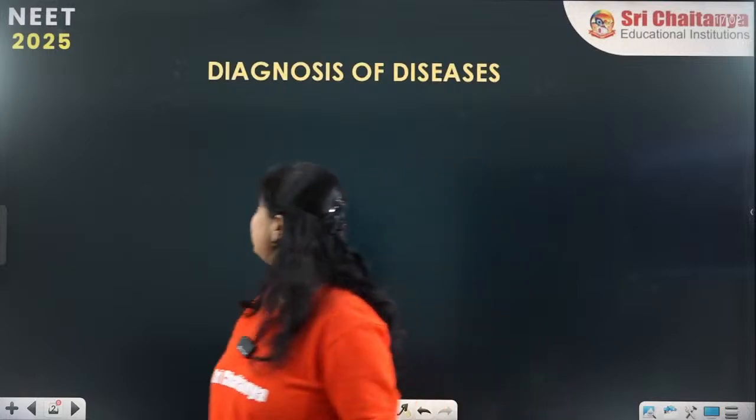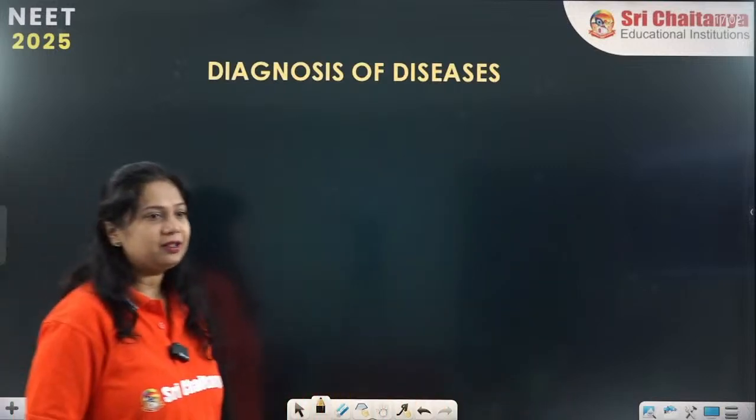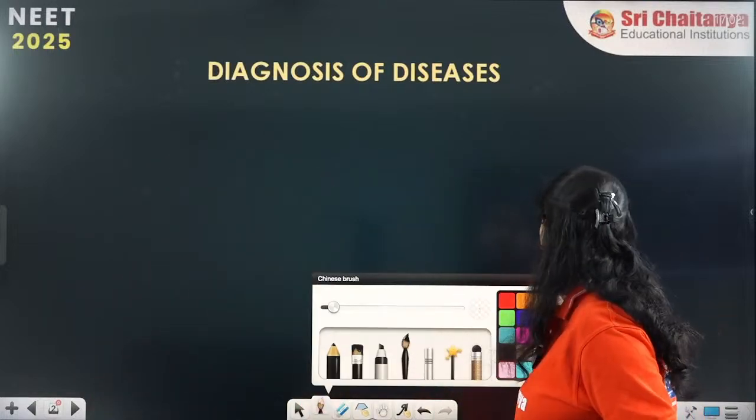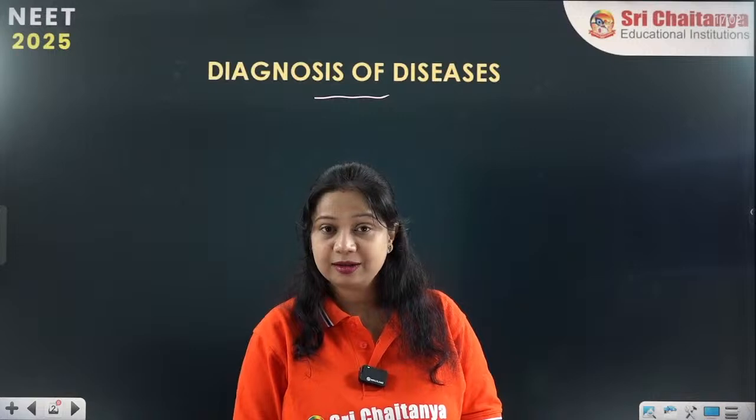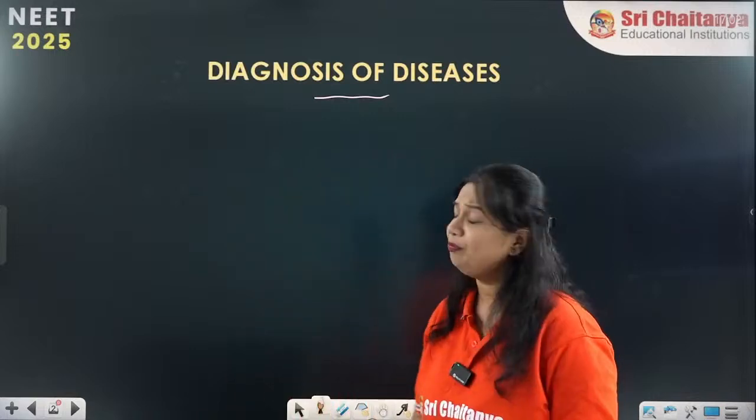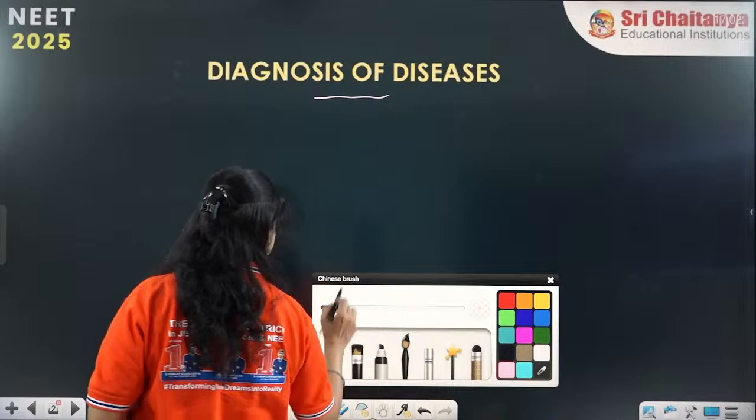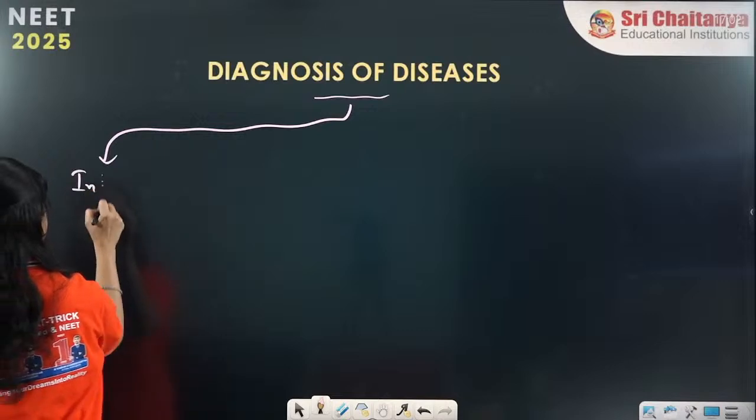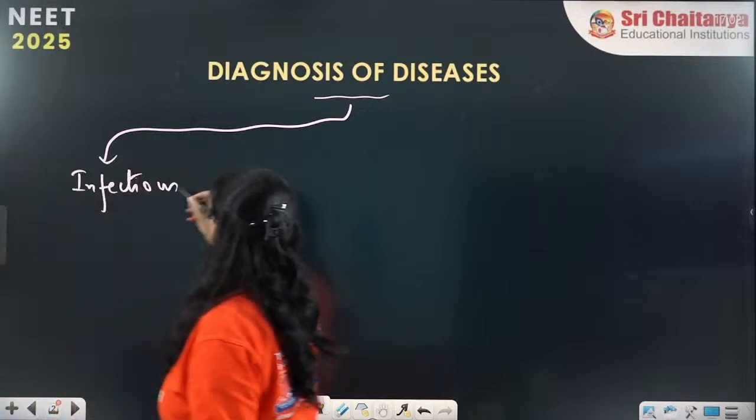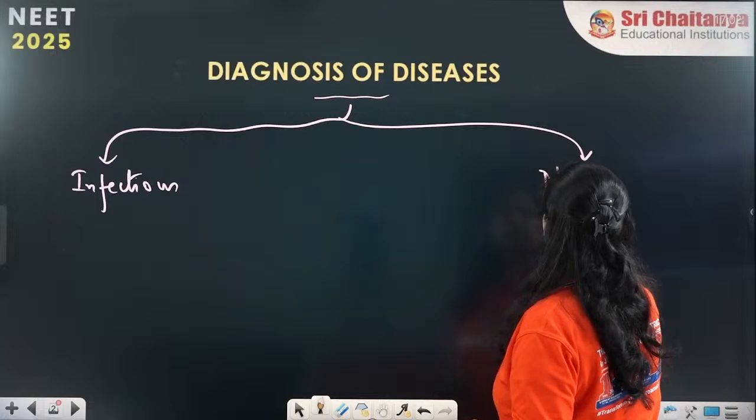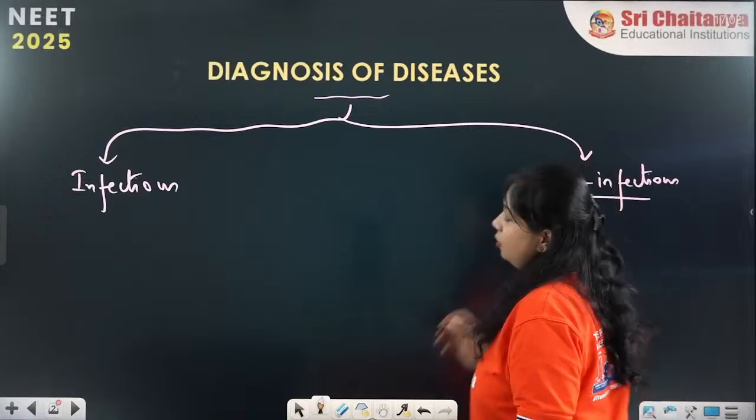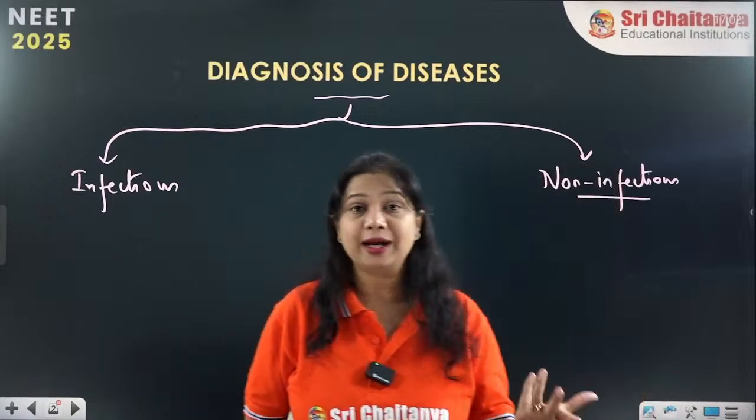Okay, so first, the diagnostic methods. What are diagnostic methods? The various types of diagnostic methods involve different types of samples we could collect and different types of tests we could do. Now what are these exactly? Infectious diseases can be diagnosed, as well as different types of non-infectious diseases. For infectious diseases, which diseases do we diagnose by these methods?